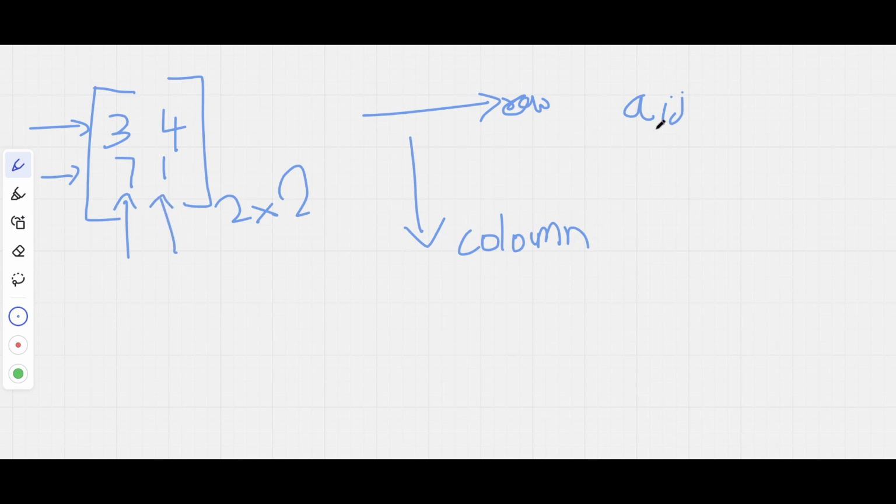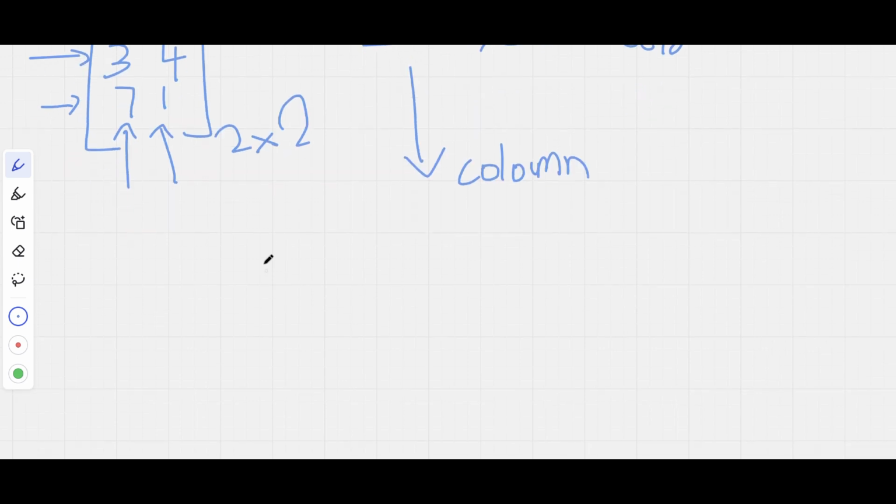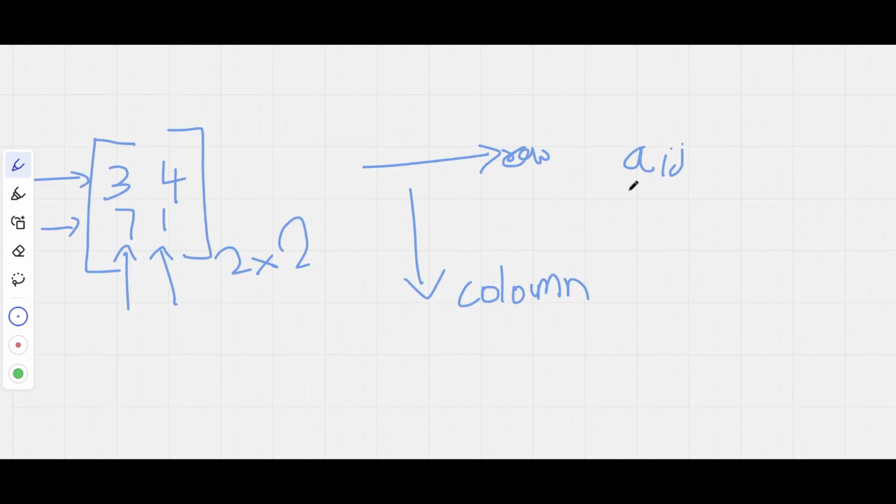So when we are writing the order of the matrix, we have to write rows and then columns. So I is row and J is column. So 2 by 2. When we are reading the order of the matrix, we read it as 2 by 2 matrix, 3 by 2 matrix. When we are writing, we write 2 into 2, 3 into 2, like that. Here A is called the term, I is called rows and J is called columns. We have to remember these.